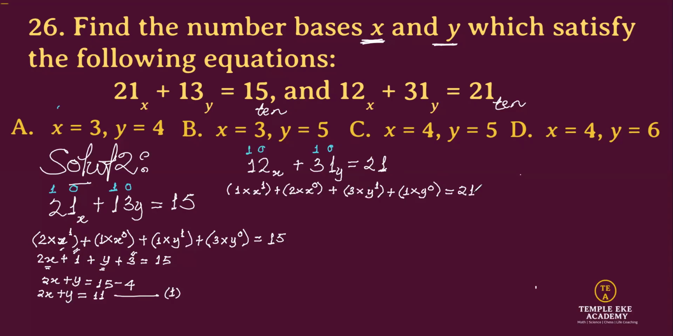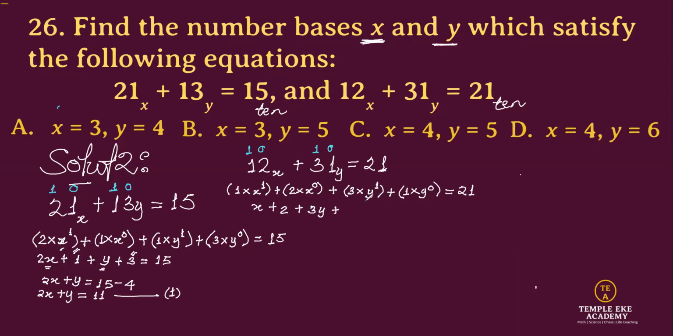And now by evaluating each unit, from the power area, x to the power 1 is x, multiplied by 1 is simply x. Then plus x to the power 0, any number to the power 0 is 1, multiplied by 2, and that is 2. Plus y to the power 1 is still y, multiplied by 3, and that gives us 3y.